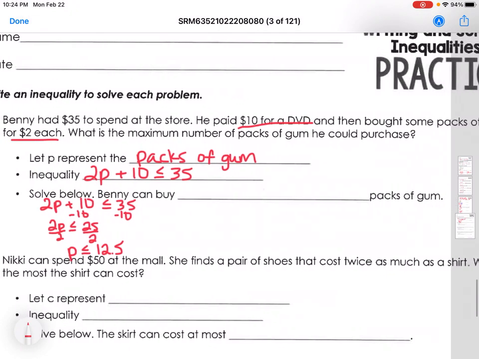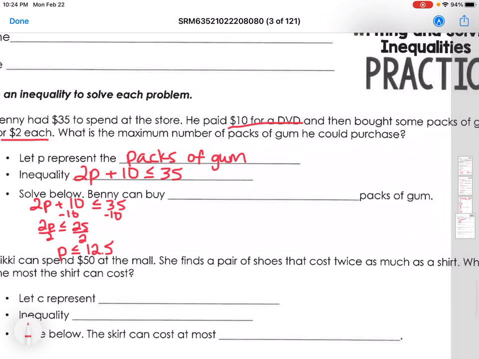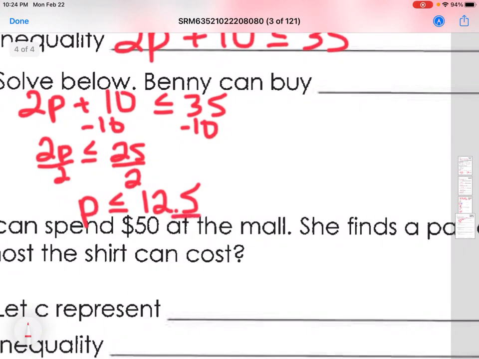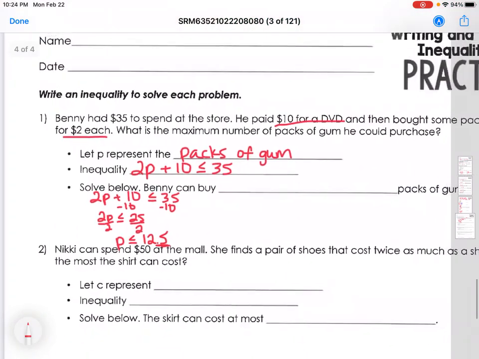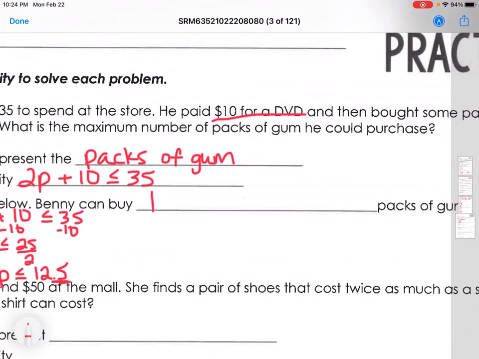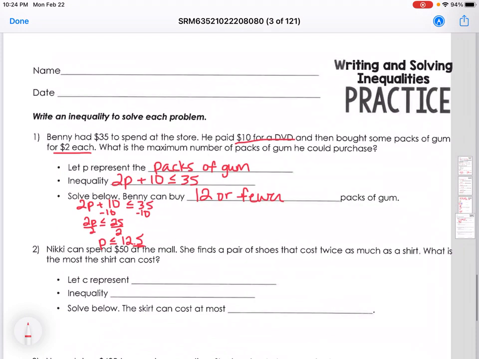But the problem is asking me what the maximum number of packs of gum he could purchase. Well, since I can't purchase half a pack of gum at a store, the maximum number that Benny can buy is 12 packs of gum. So he can purchase 12 or fewer packs of gum.